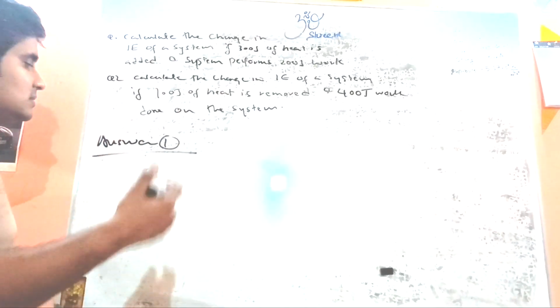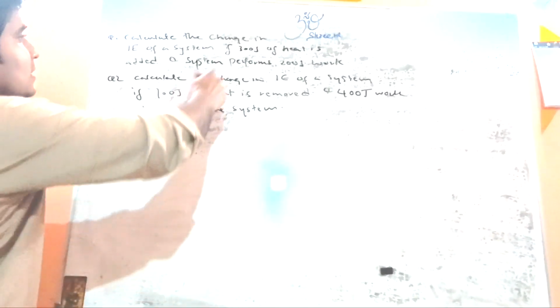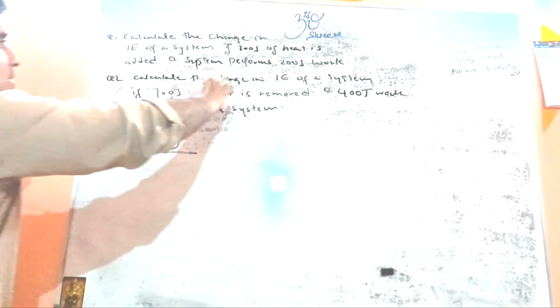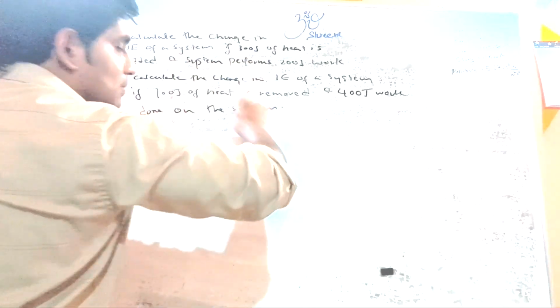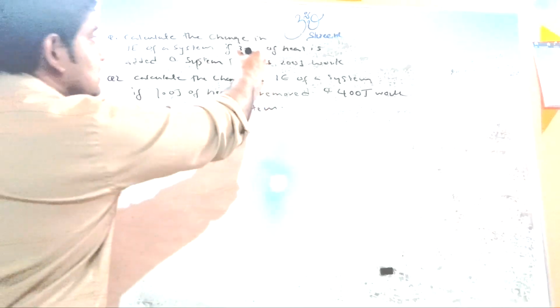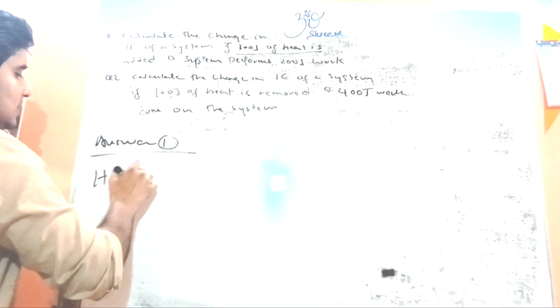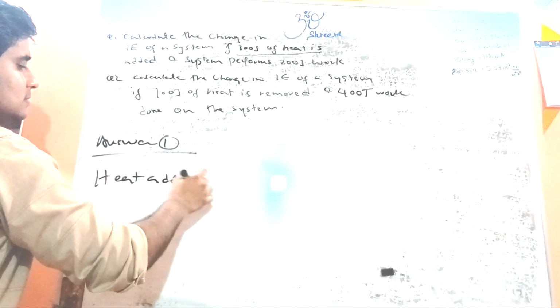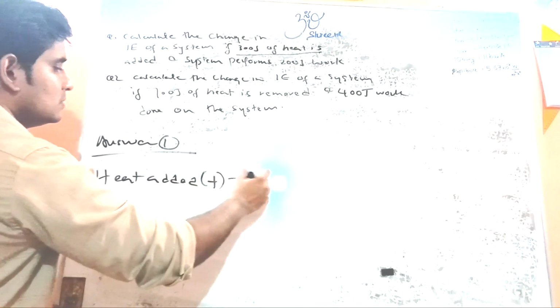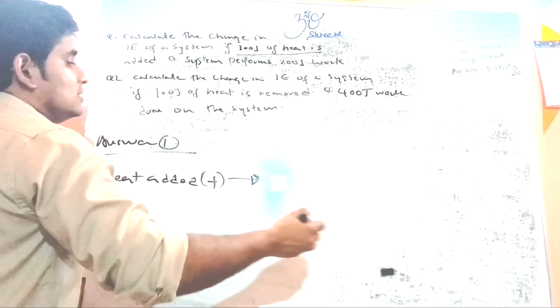Alright, in the problem, let's write with respect to the units and the sign. Look here. In the problem it clearly mentions 300 joules of heat is added. Heat added, that is positive. What is the value? 300 joules.